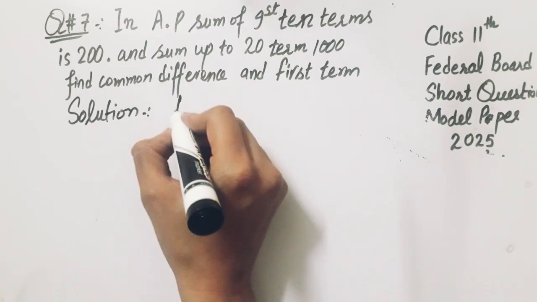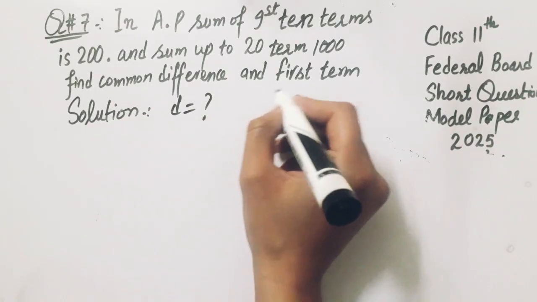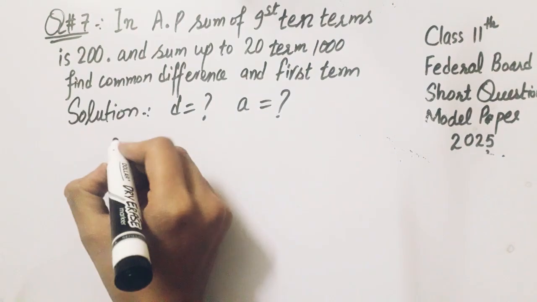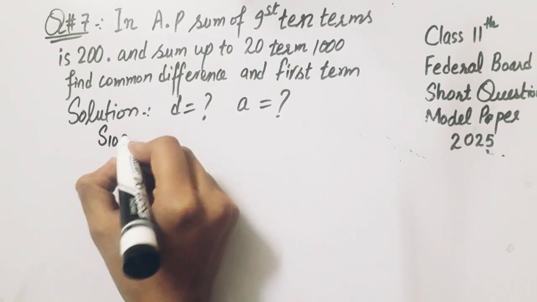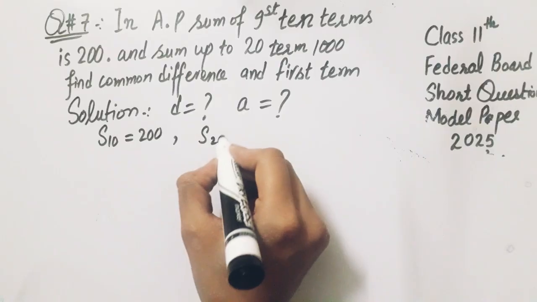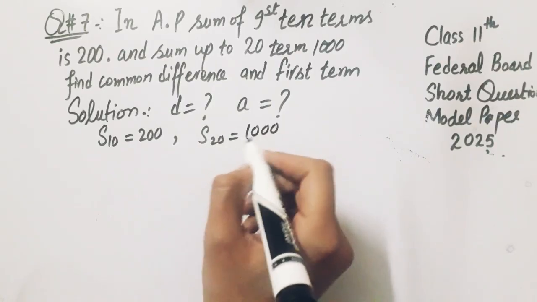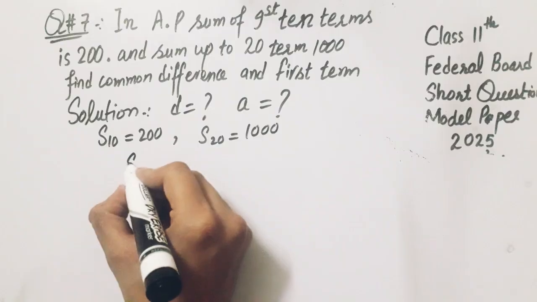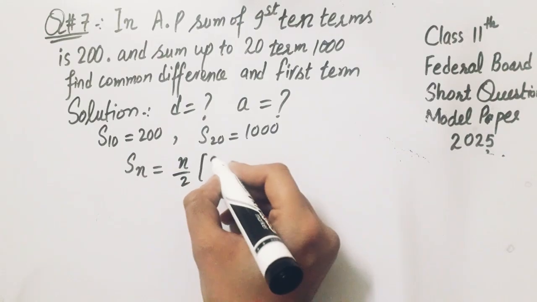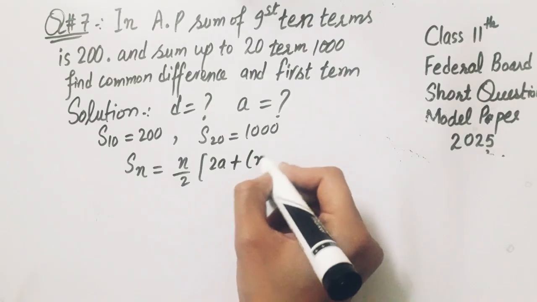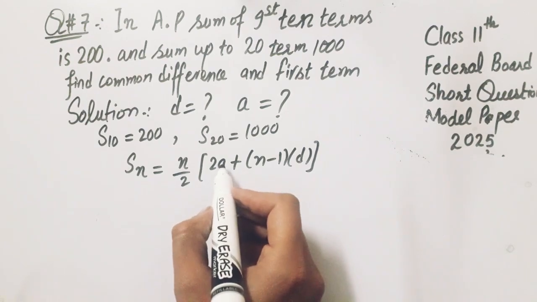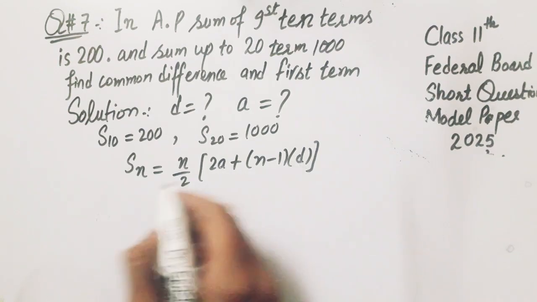You have to find the value of d and the first term a. So you have S10 equal to 200 and S20 equal to 1000. These values are given, and the general formula of Sn you know is n by 2 into 2a plus n minus 1 into d. So in this formula you have to find the values of a and d.